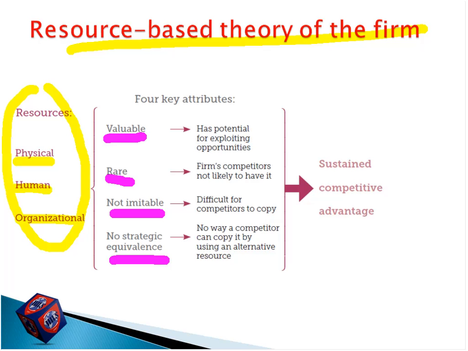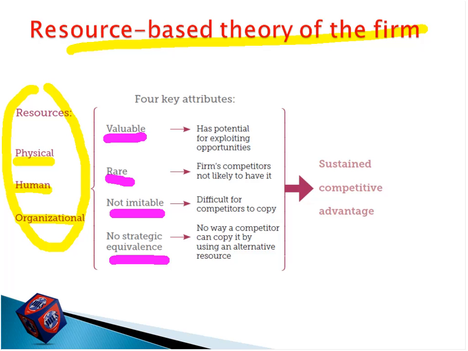As you can tell from the name, there will be no way for a competitor to copy it by using an alternative resource. Like, let's say, for example, iPad or tablets. The first company who came up with a tablet, I'm not sure whether it was Apple or Samsung or whatever, but let's take it as an example. Let's say it was Apple. If Apple for the first time came up with a tablet, the other rivals such as Samsung or Asus or other companies saw that there's no other strategic equivalent.